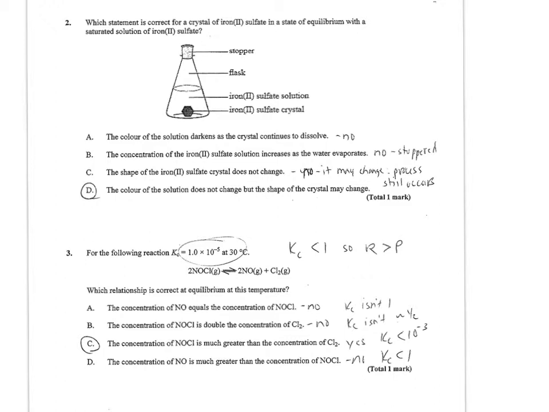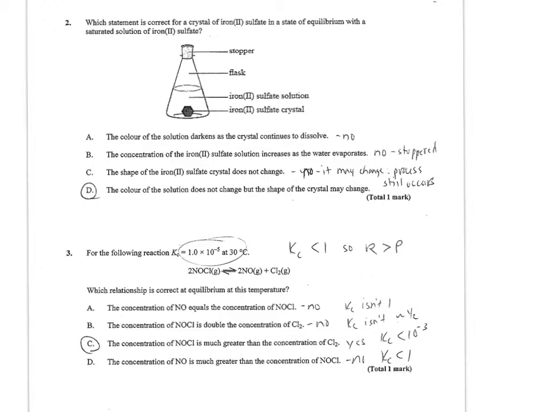So the color of the solution darkens as the crystals continue to dissolve. No, that's one of those macroscopic properties that will not change. The color is going to remain constant. The concentration of the iron sulfate solution increases as the water evaporates. That seems like a plausible thing until you look at the picture and you see there's a stopper there. Part of equilibrium is nothing can enter or leave, so you're not going to allow evaporation to occur.